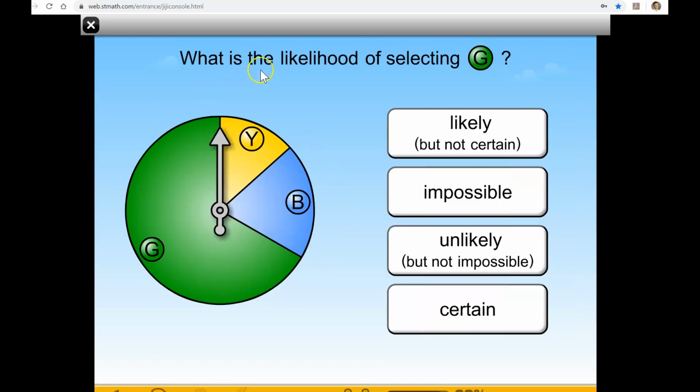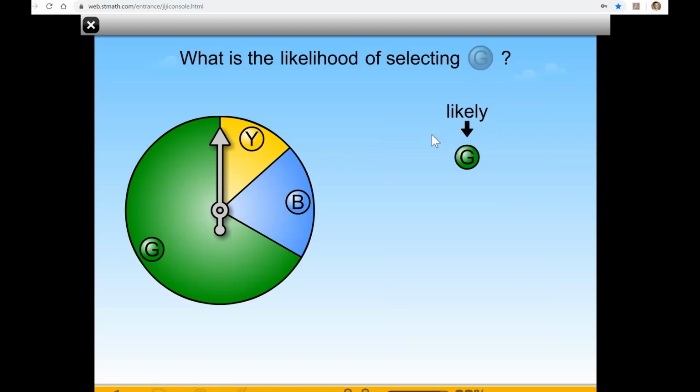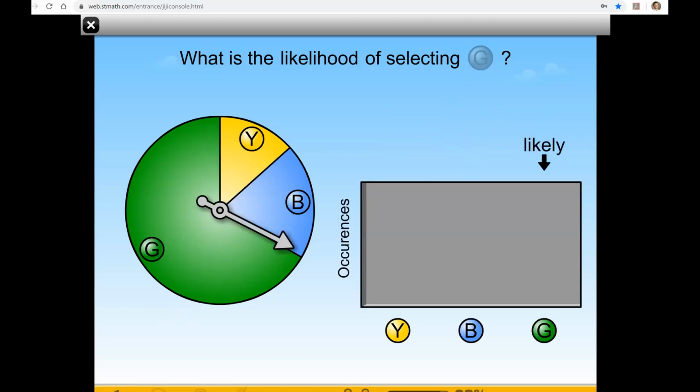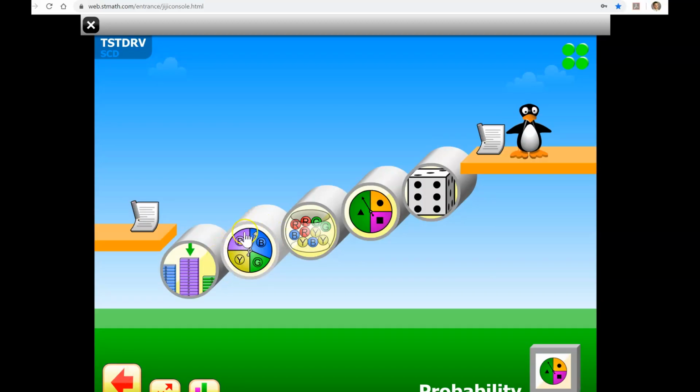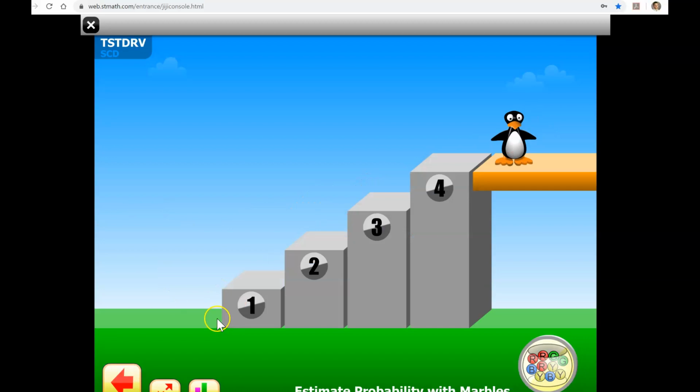Here, what's the likelihood of selecting G? As you can see, G is the most shaded. That doesn't mean it's certain that it's going to land on G, but it's probably likely. So you'll notice you'll have 4 steps to complete in this bubble. That would be that second bubble that you're done. And then you have 4 steps to complete in this bubble right here.